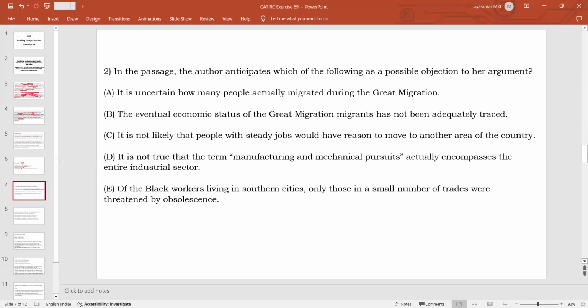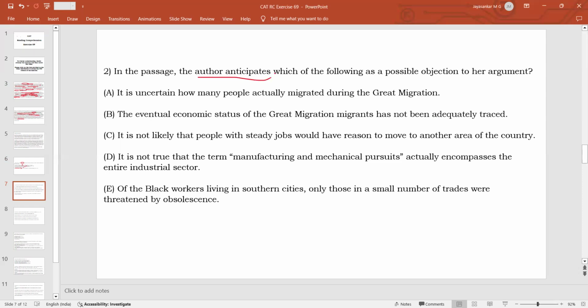All right. The second question: the author anticipates which of the following as a possible objection to her argument. Once you understand the passage clearly, you know that the author is basically arguing that the lack of economic progress of the black workers who migrated from the south to the north was not due to the rural background, because these people were basically from the urban areas of the southern United States. So what is the possible objection to that argument, which the author is anticipating?